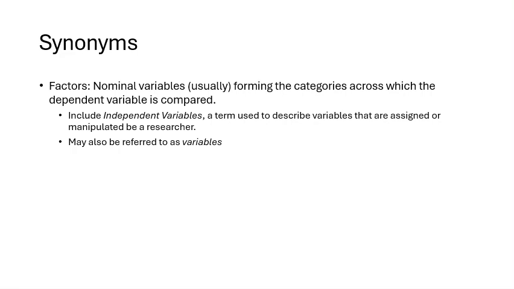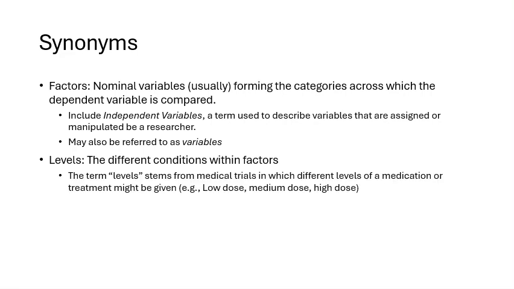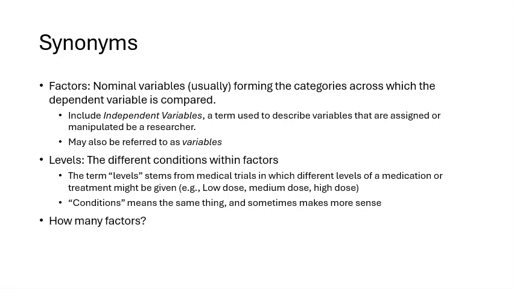They are variables. And then levels is a word that's commonly used to represent the different conditions within factors. And that might seem like a strange word to use, but it stems back from medical trials in which the different levels of a medication or treatment might be given, like low dose, medium dose, high dose. So that's where levels comes from. But we can also use conditions, and sometimes that's a more appropriate word. And we could also use categories.